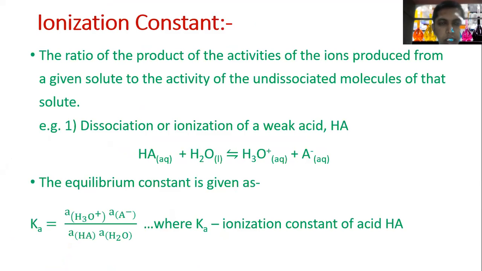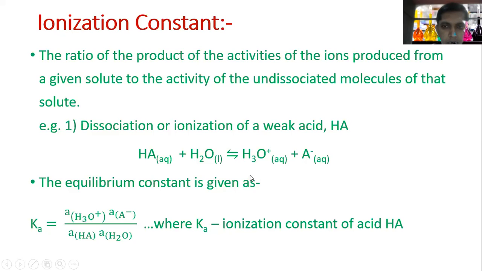We have studied that in the ionic equilibrium, on the left hand side, that is reactant side, there are undissociated molecules of the electrolyte, and on the right hand side there are ions which are produced from the dissociation of that particular electrolyte. So now this concept of ionization constant we will study with respect to a weak acid as well as a weak base. Let's first discuss the dissociation or ionization of a weak acid.